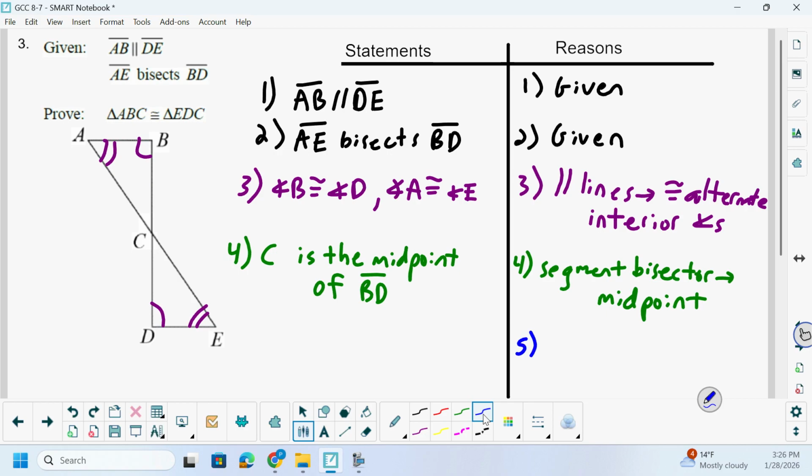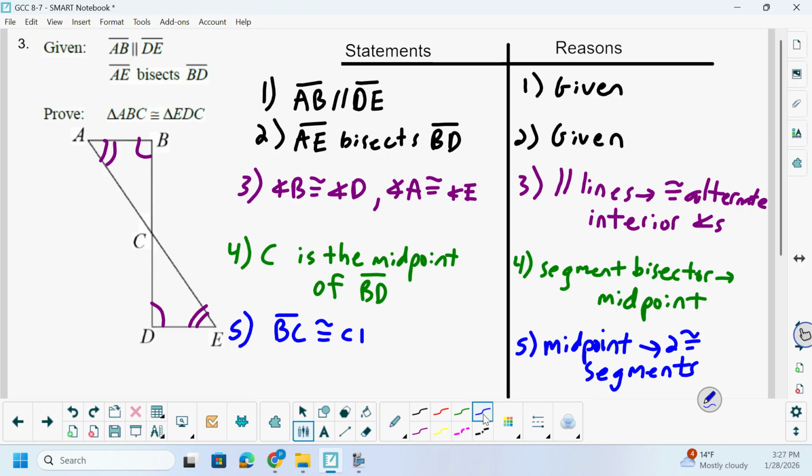Well, we just talked about midpoint, so now we'll do our midpoint one. Midpoint implies two congruent segments. If C is right in the middle of B and D, then that would mean that BC has to be congruent to CD. And we'll mark those with some tick marks.